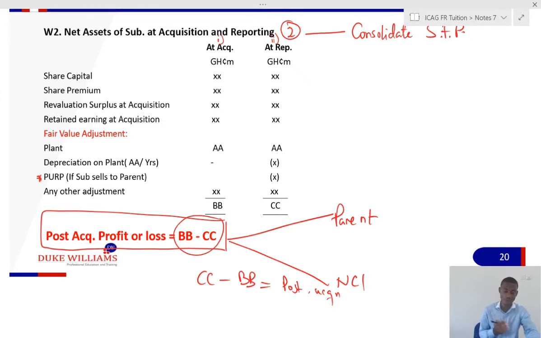So we have the pre-acquisition reserve, which is what the retained earnings were before the parent acquired the subsidiary, what the revaluation surplus was before the parent acquired the subsidiary. And then we look at the post-acquisition reserves, which could be the retained earnings and revaluation gains or losses, if any. Let's build on it.